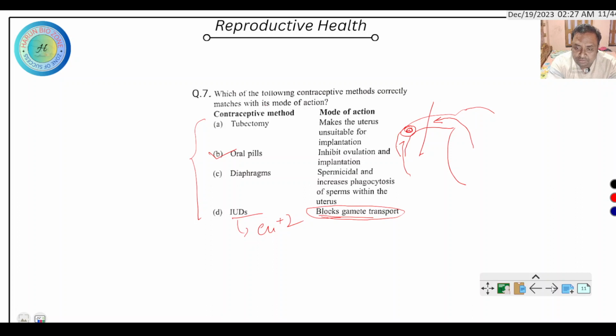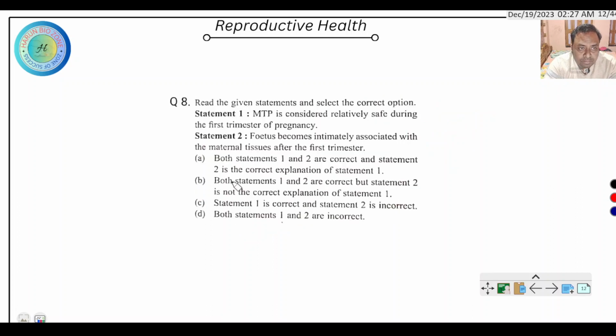Next question. Read the given statement and select the correct option. Statement 1: MTP, medical termination of pregnancy, is considered relatively safe during the first trimester of pregnancy. This is the right option. MTP is done up to 12 weeks, the 12 weeks of the first trimester.